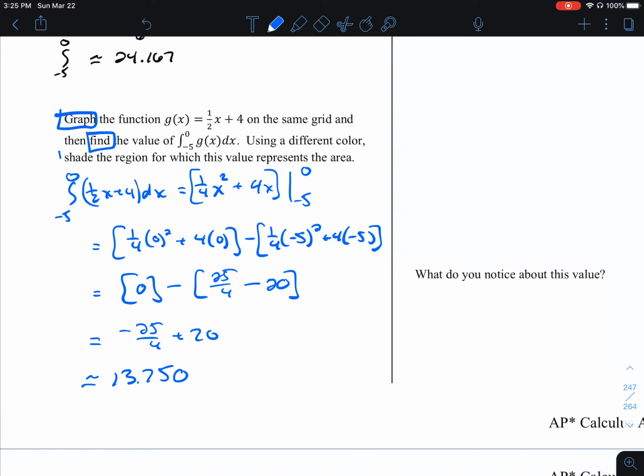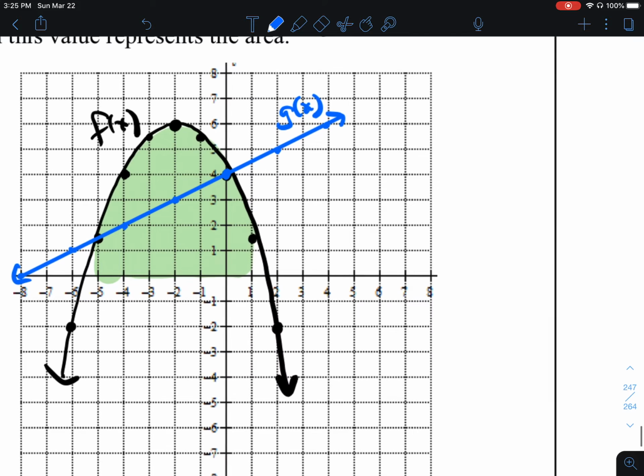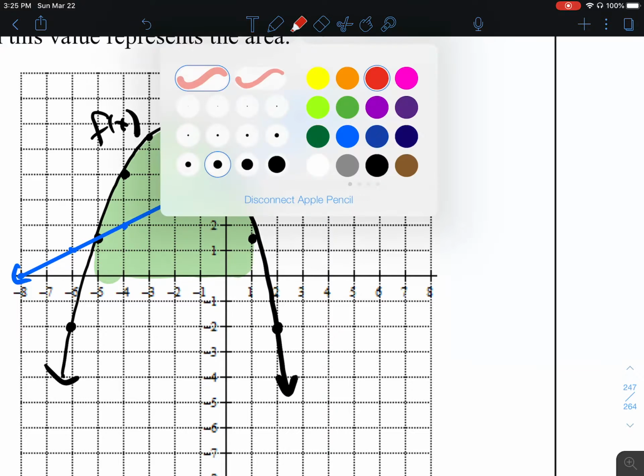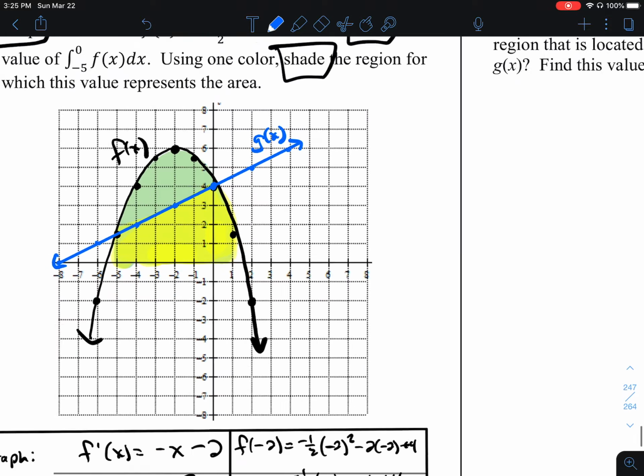Using a different color, shade the region for which the value represents the area. So, let me try to use yellow. That's not yellow. This represents the area underneath the curve from -5 to 0.